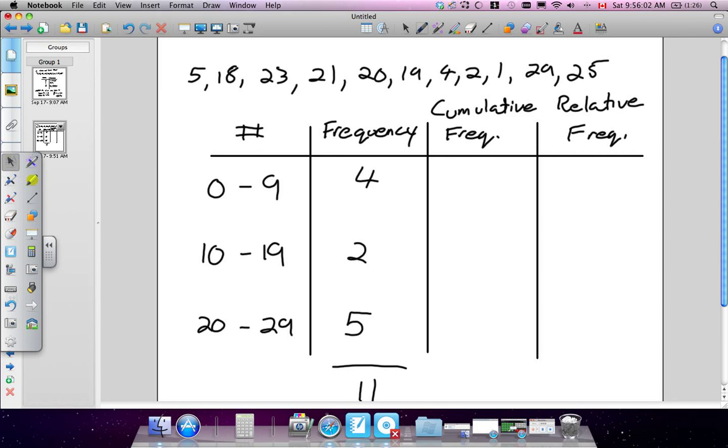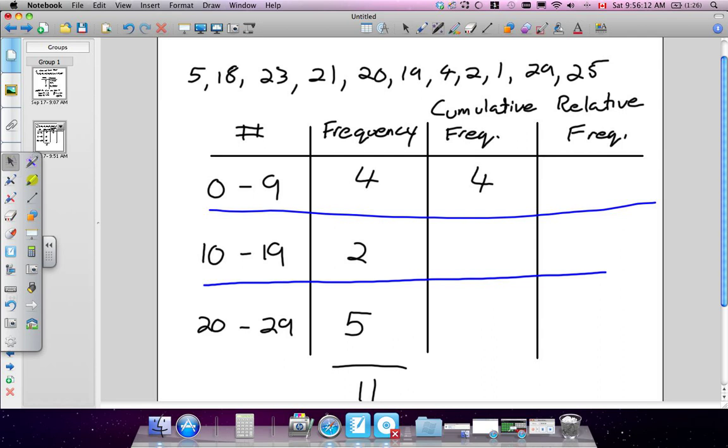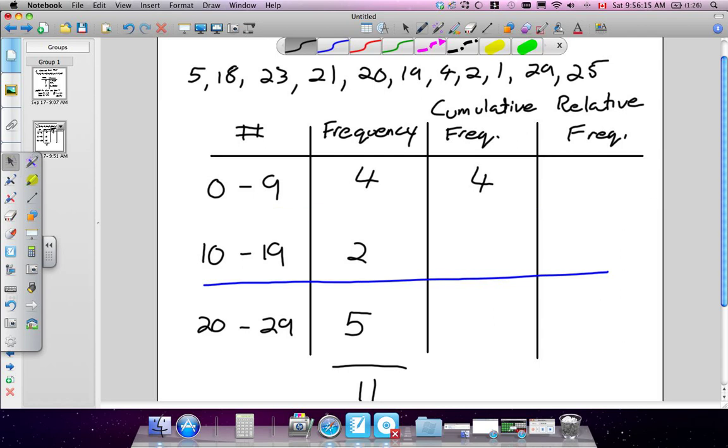So after we counted the first column, we had 4. After we counted 2 columns, we had 6. And after we counted the 3 columns, we had 11. Does that make sense? Yeah. And finally, this is a percentage. So we need to find, we know it's out of 11, right? We need to find the percentages for relative frequency.